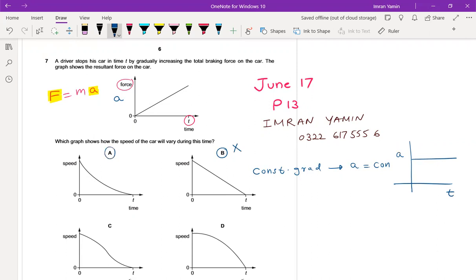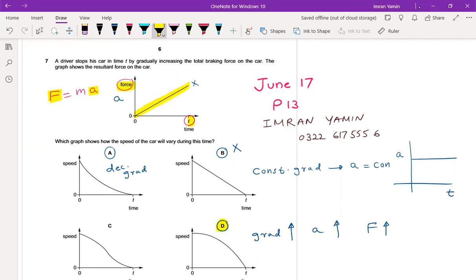Graph A has a decreasing gradient. Decreasing gradient means acceleration decreasing, force decreasing, but the force is not decreasing here. Option D: gradient increasing. If the gradient of speed versus time is increasing, it means acceleration is increasing, and if acceleration is increasing, it means force is increasing. Yes, in this question, in the graph of force versus time, force is increasing. So the speed-time graph will be option D.